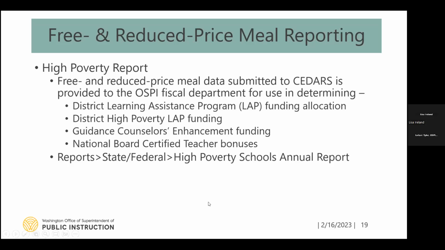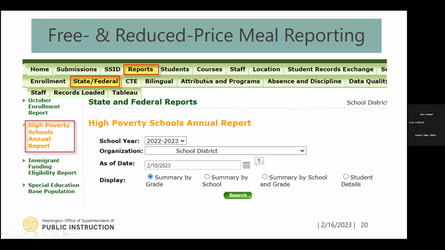So where do you view the high poverty report? Well, under reports, when you click here, it drops down. You go to state and federal, and there's the high poverty schools annual report. Again, it defaults to the 22-23 school year. You can view it for your district as a whole or individual schools. I recommend you leave the as of date where it's at. And you can select any number of options here and click on search. The business rules used to create this report are listed below the search button.